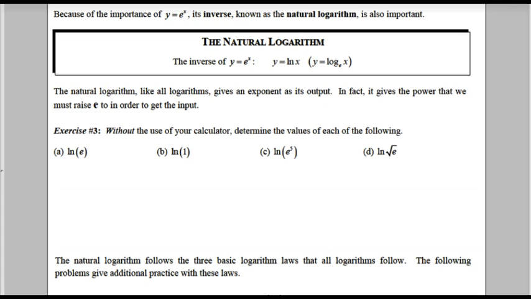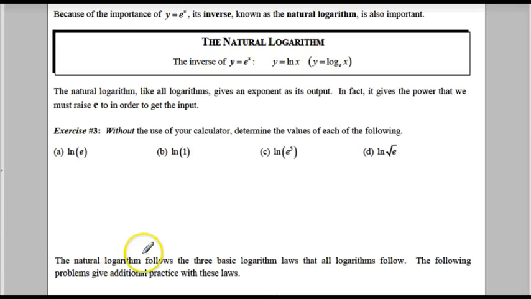Now, let's move on. We have something very important: y equals e to the x, and the inverse of that is known as the natural log. The inverse of y equals e to the x is the same thing as saying y equals ln of x. So these are inverses. Natural log, like logarithms, gives an exponent as its output. In fact, it gives the power that we need to raise e to.